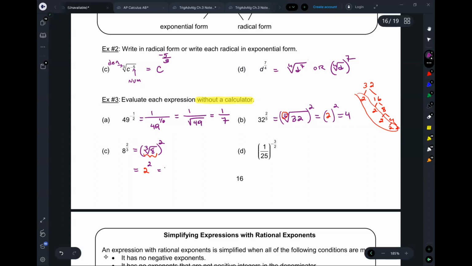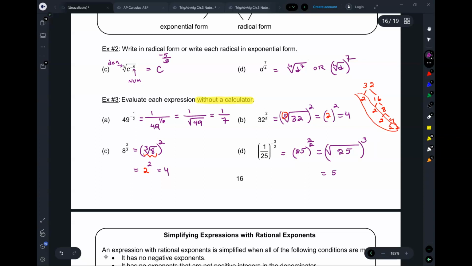See how you're already thinking you can do it both ways. Yeah, absolutely. So next one, now I have a negative exponent again, so I got to take the reciprocal. So it's going to be 25 over 1 to the power of positive 3 over 2. Now, write it as a root. This is the square root of 25 cubed.